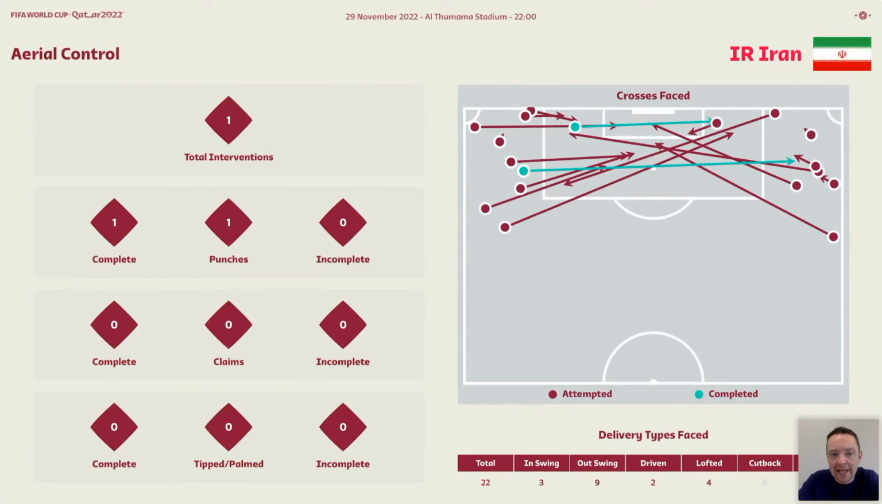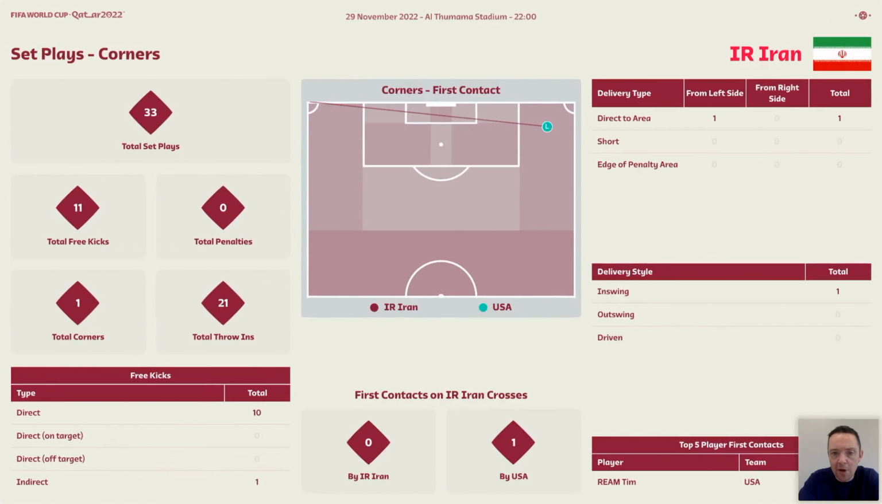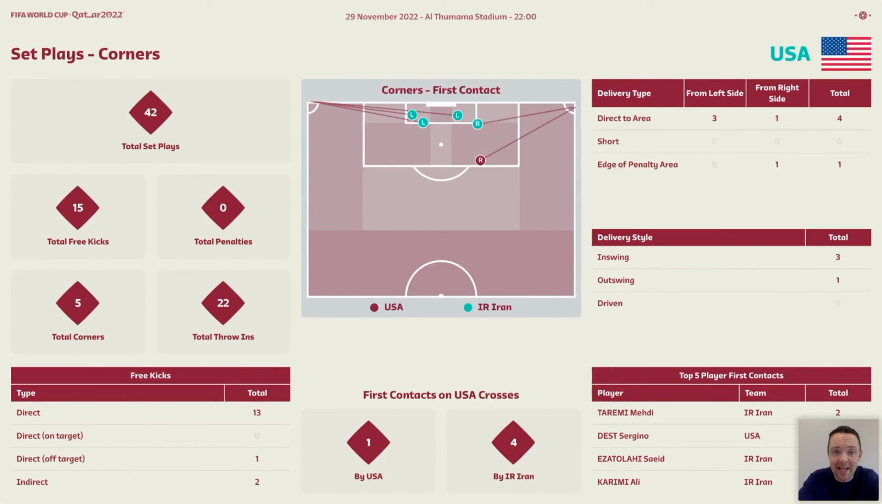Aerial control, again, a good way to look at how a goalkeeper looks at the box. If you're a goalkeeper coach and you're going through this, it must be amazing to give you the context of what your goalkeeper dealt with. Set plays is always a big one, and this one's really good for context, where they had set plays, how many set plays they had.